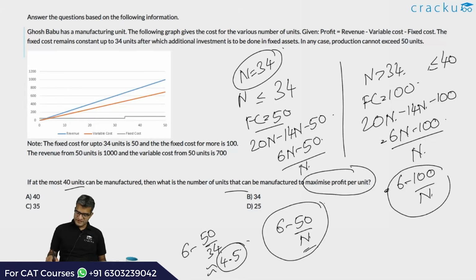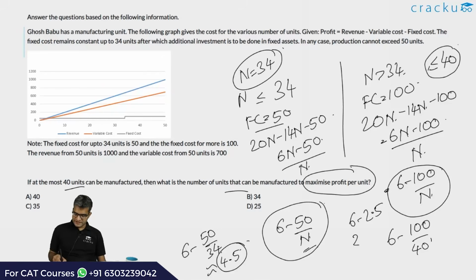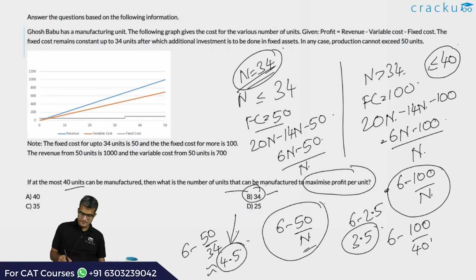We are trying to maximize this. Again, this is maximized when the value of n increases, and it can touch a maximum of 40. So what is its value when n is equal to 40? It is 6 minus 100 by 40. 100 by 40 is 2.5. So this is 6 minus 2.5, which is equal to 3.5. So the maximum value it takes is approximately 4.5, and that happens when n is 34. So the answer for this question is option B.